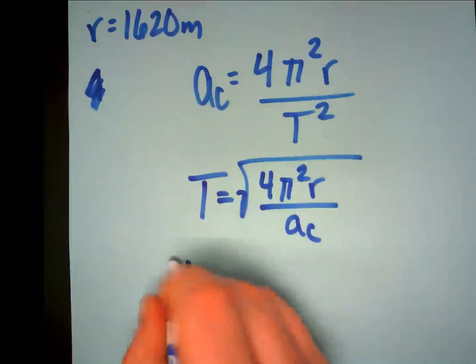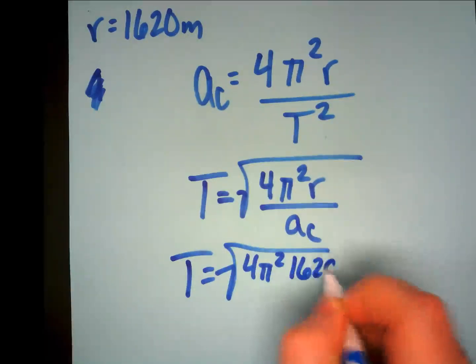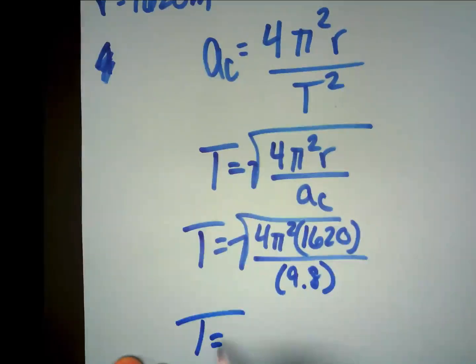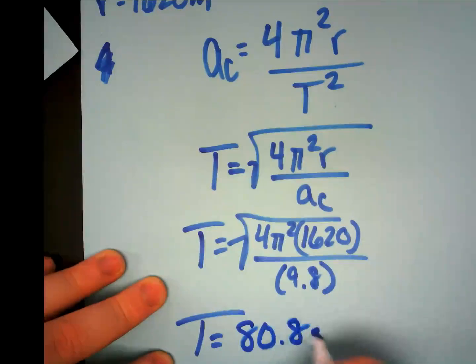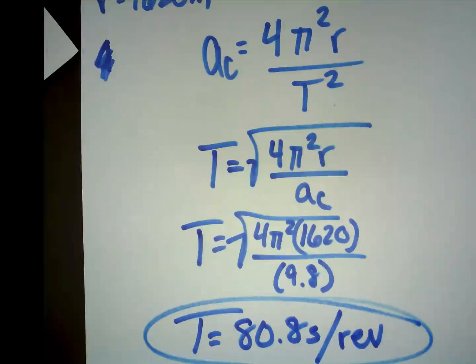Plug and chug. T is equal to the square root of 4 pi squared times 1620 divided by 9.8. And what I should get for my period here is that this bad boy takes a whole 80.8 seconds to make one full revolution, which is actually pretty quick. So roughly it takes just under a minute and a half for the entire spaceship, the spacecraft, to make one full revolution.